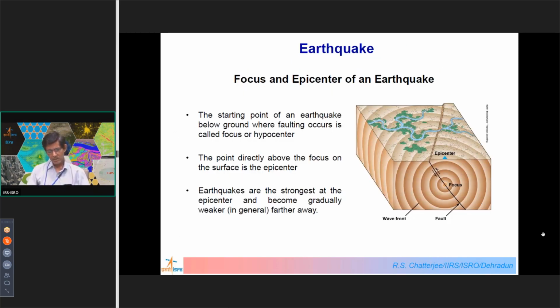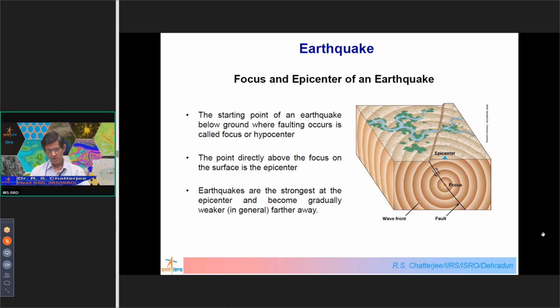Now, the focus and epicenter, as I have already told you. The focus is basically the origin of the earthquake, the starting point of an earthquake below ground where faulting occurs. This is also known as the hypocenter, and the point directly above the focus on the ground is the epicenter. Earthquakes are generally the strongest at the epicenter and become gradually weaker further away on both sides. In general it happens, but not always. We will see that in some examples later on. So this is all about focus and epicenter.